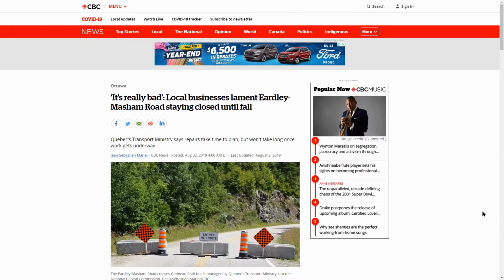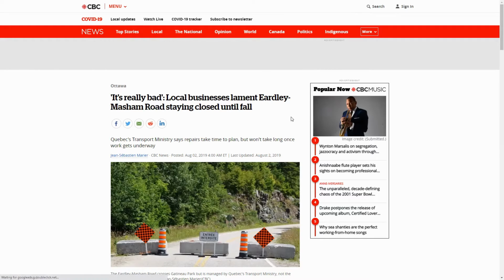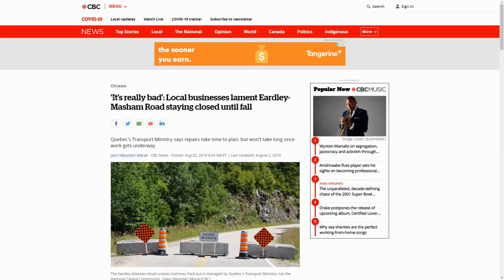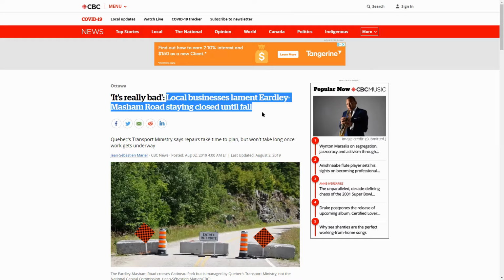So this is an article I wrote in August of 2019. There's a headline here, and that's the first element. Its headline reads, "It's really bad. Local businesses lament Eardley Masham Road staying closed until fall." We have a direct quote here from one of the interviewees, and then we have the rest of the headline.